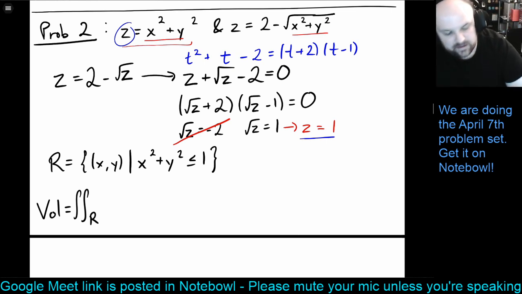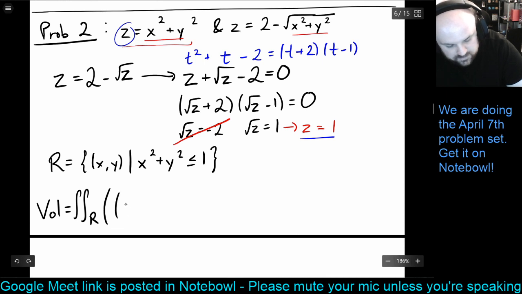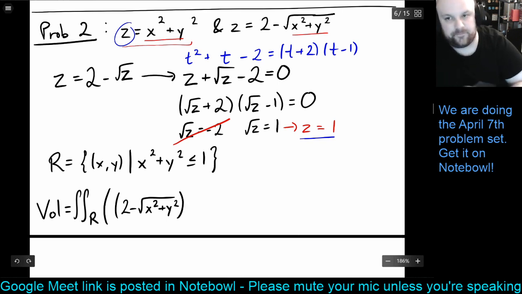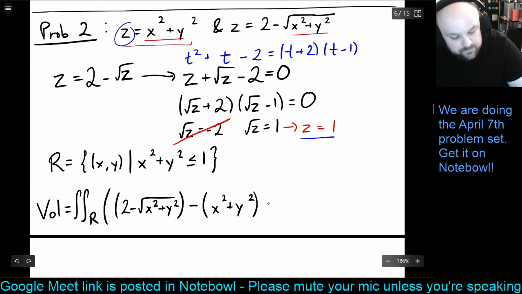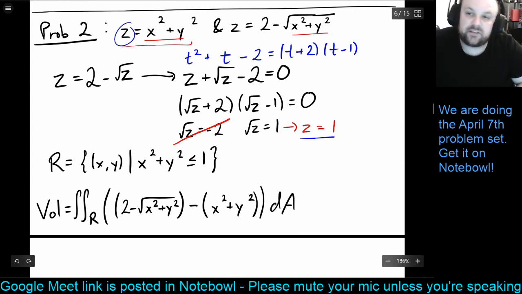So if you remember, the cone was on top here. So 2 minus the square root of x squared plus y squared, that's the top part. And then minus the bottom, which is just the paraboloid, dA. So that's the volume integral we're looking at.